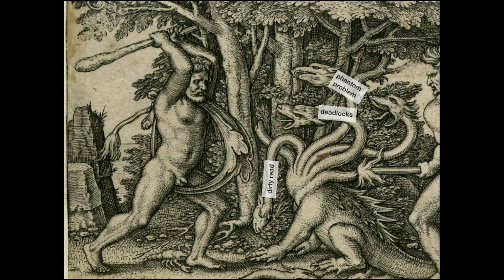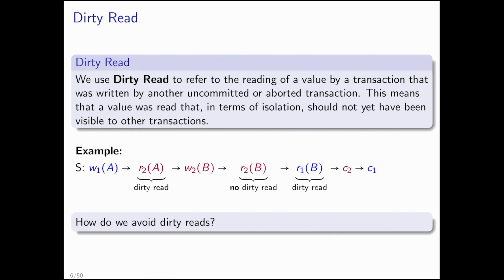But okay, so let's look at the terms. What is a dirty read? We use dirty read to refer to reading a value by a transaction that was written by another uncommitted or aborted transaction. That means that a value was read that, in terms of isolation, shouldn't have been visible to other transactions. You have to think about what isolation implies. It means that if some other transaction does something, like you're in the Mensa and there is some student eating there, you shouldn't be allowed to see what that student is eating because your 3D glasses will not allow you to see that stuff.